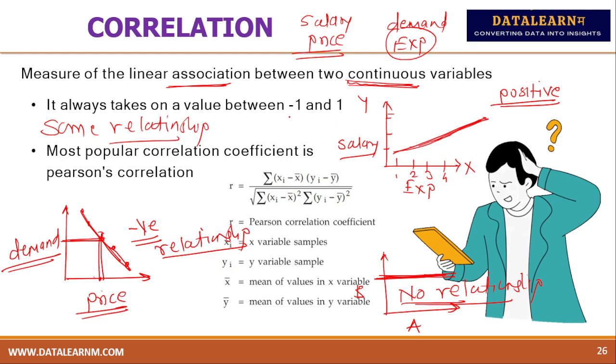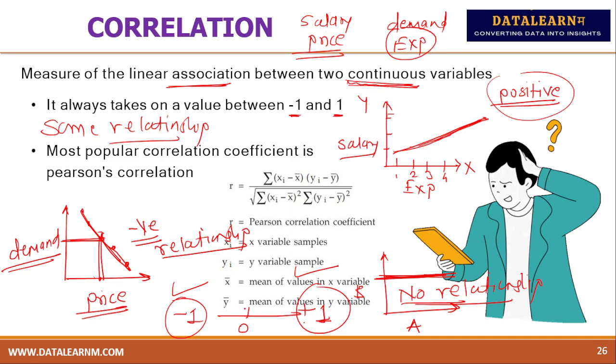That's why its value will lie in the range of -1 to +1. -1 is a highly negative relationship, +1 is a highly positive relationship. So it will be just like a number line: -1, 0, +1. If they have a negative relationship, -1 is there. For a positive relationship, +1 is there. If after calculating the Pearson coefficient of correlation it comes as 0, that means there is no relationship.